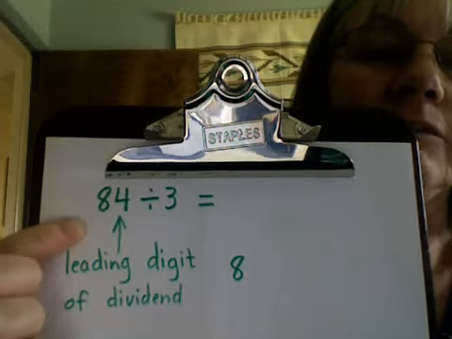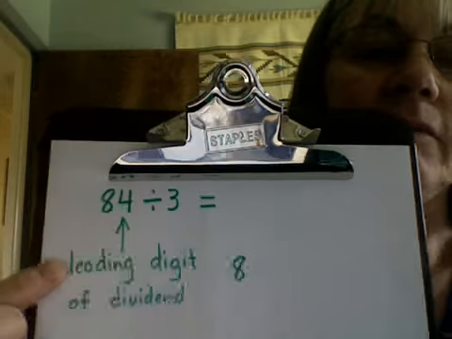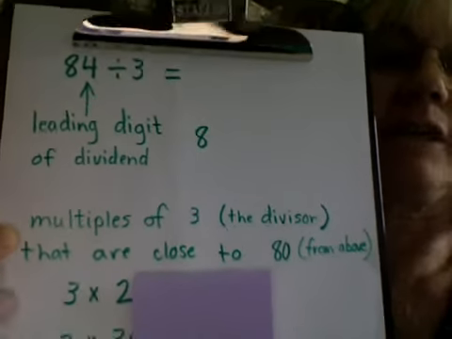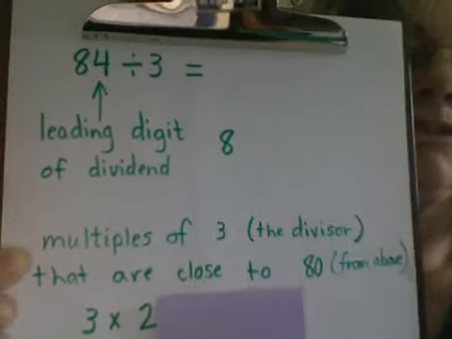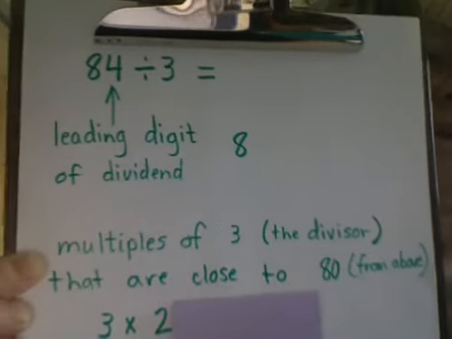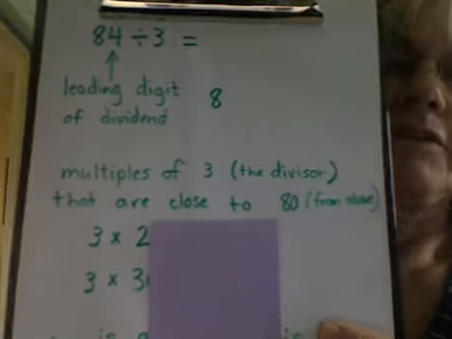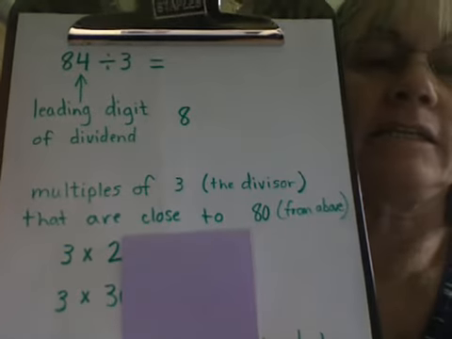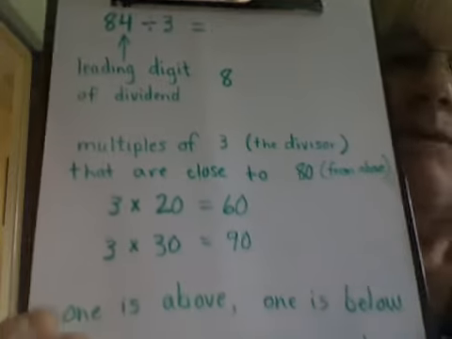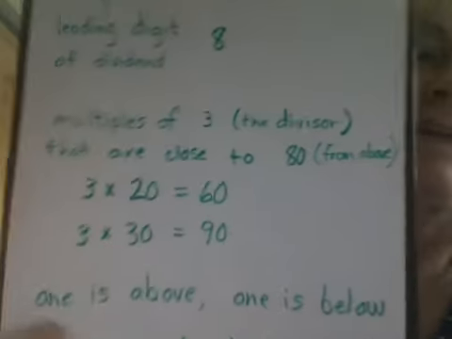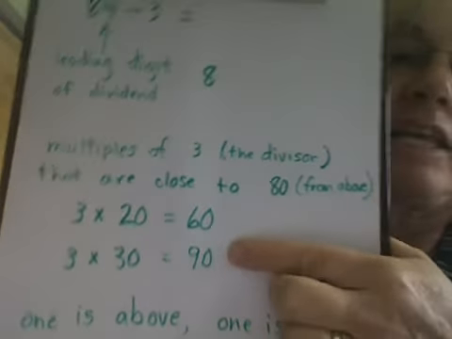By using the leading digit, we think of the 8 or an 80 from this problem. Next, we think of multiples of 3 that are close to 8 or 80 from up above. We're using multiples of 3 because that's the divisor, or the number we're putting into 84. So we know that 3 groups of 2 make 6, 3 groups of 3 make 9. When we translate that into the tens digit, we have 60 and 90. We have one number below 80, because that was the leading digit in our dividend, and we have one that is above 80.